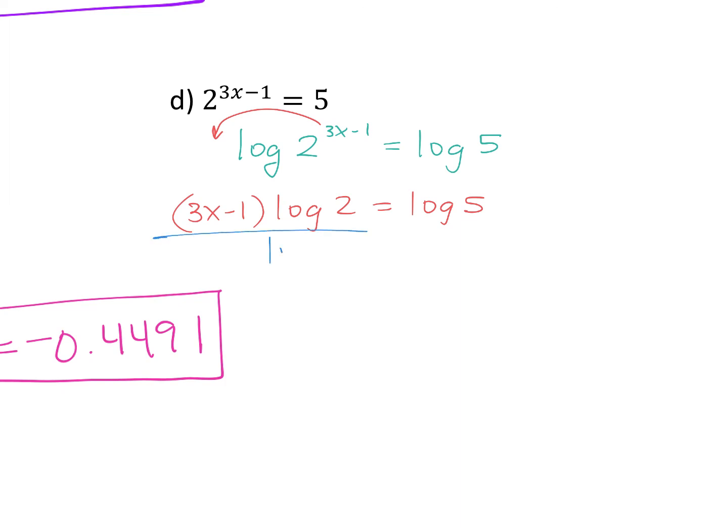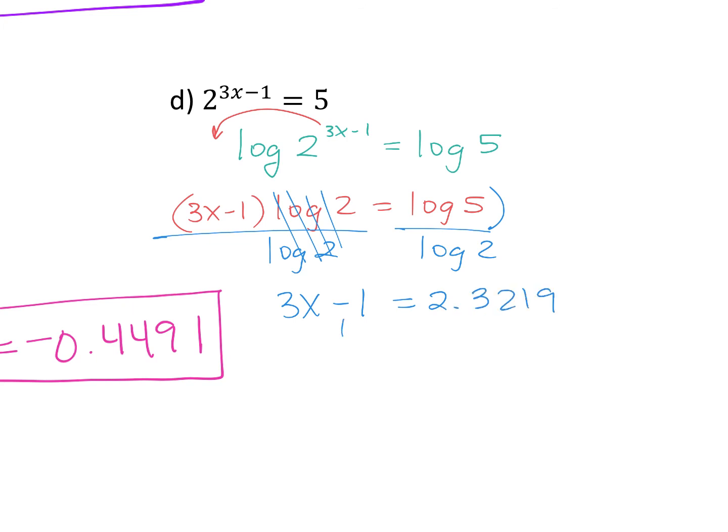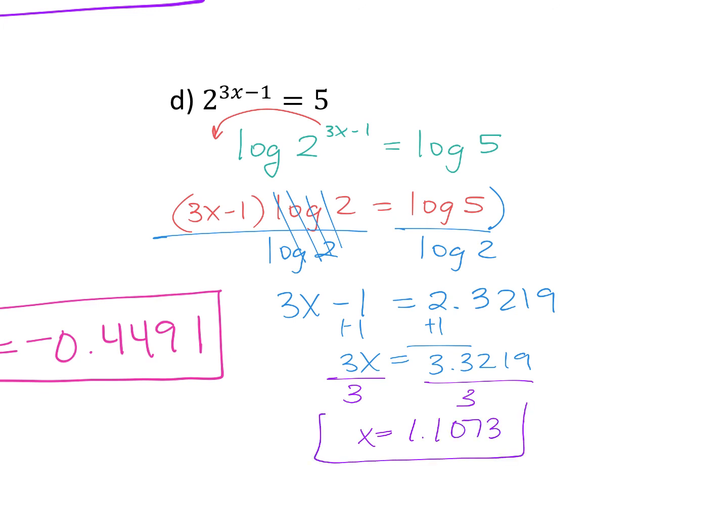Okay, then divide by log 2, divide by log 2, and you get 3x minus 1 equals, when you plug that into your calculator, log 5 divided by log 2, you should get 2.3219. Add your 1. 3.3219 equals 3x, and then divide by 3, and x is 1.1073.